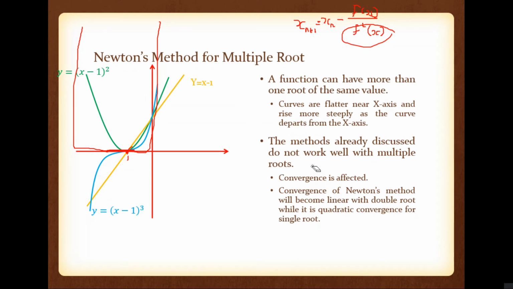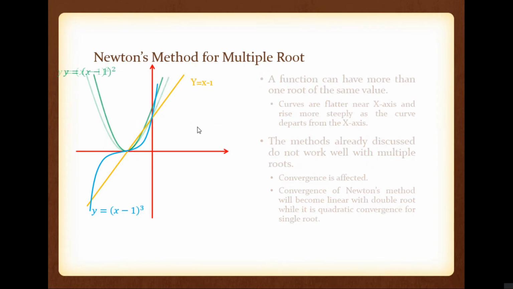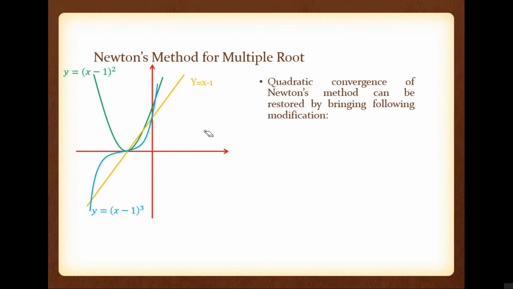Okay. So how can we solve this crisis? By modifying Newton's method, we can overcome this convergence problem. We can regain the quadratic convergence by modifying Newton's method into a modified Newton method. So Newton's method is modified into this equation.